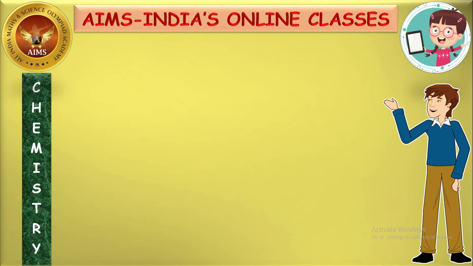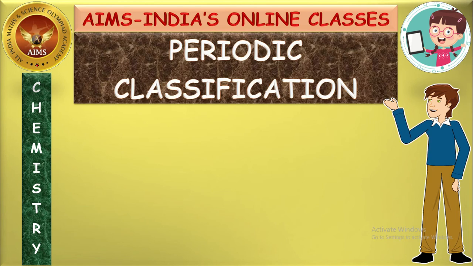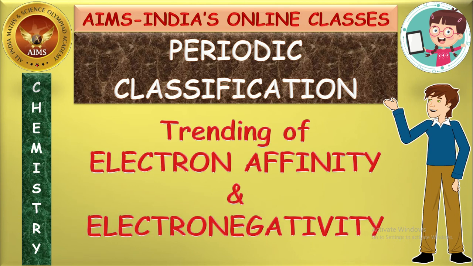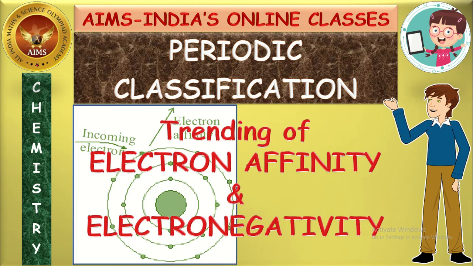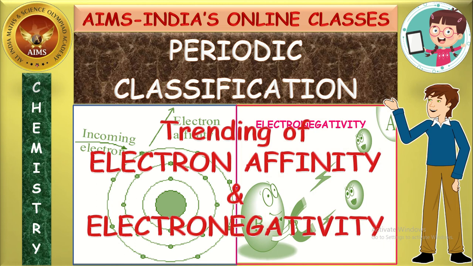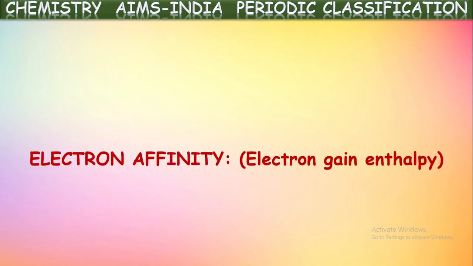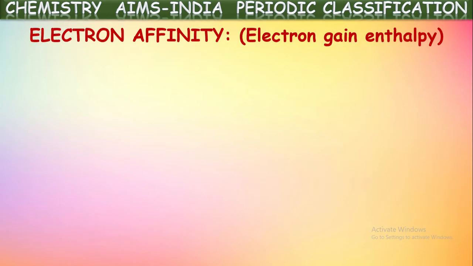This is a chemistry session. Here we are discussing the chapter periodic classification. In this session we are going to talk about the trends of electron affinity and electronegativity of the elements in the modern periodic table. What is electron affinity? How does it vary in a group and period of the modern periodic table, and in the same way about electronegativity also. First, let us see about electron affinity, which is also known as electron gain enthalpy.